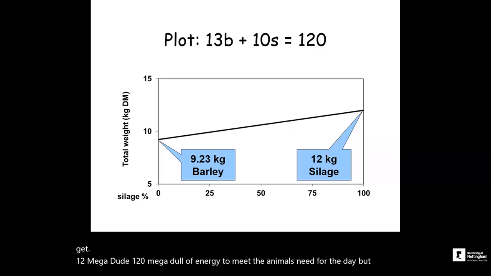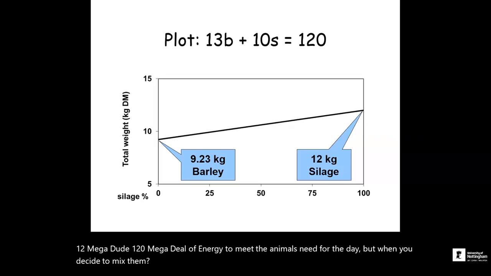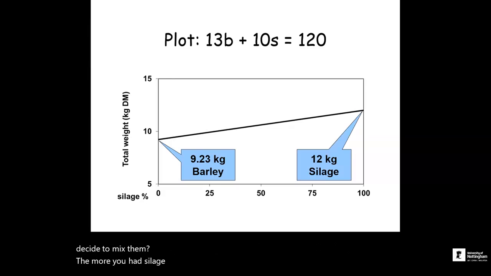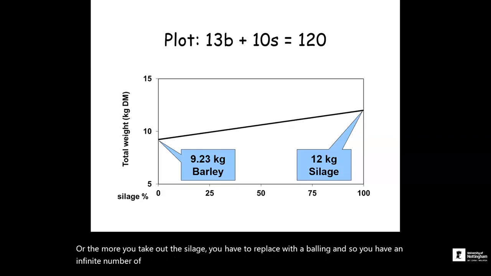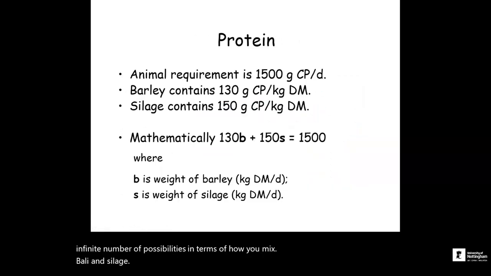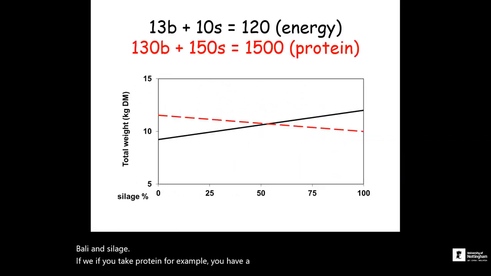But when you decide to mix them, the more you add silage, the more you decrease the quantity of barley. Or the more you take out the silage, you have to replace with barley. And so you have an infinite number of possibilities in terms of how you mix barley and silage. If you take protein, for example, you have a similar scenario. And interestingly, if you represent it graphically, you will have something like this.